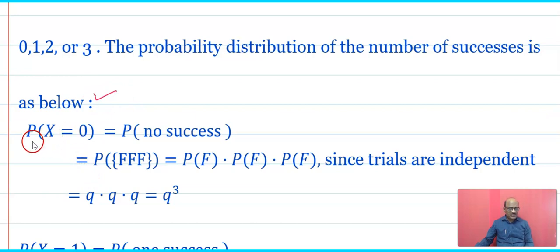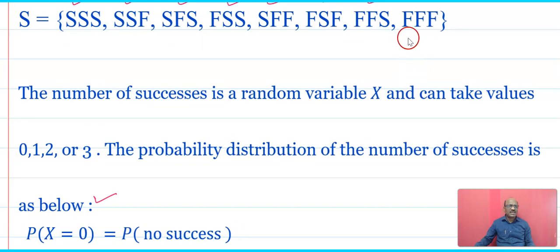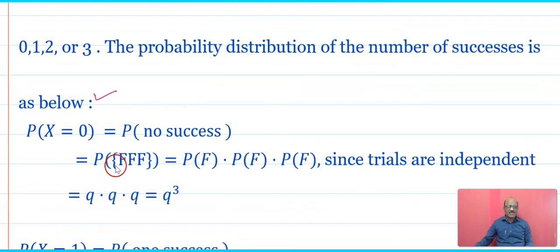First, if X is equal to 0, it means that there is no success. What does no success mean? It means all outcomes will be F, that is FFF. Here, probability of F into probability of F into probability of F, since all events are independent. Since the trials are independent, therefore Q into Q into Q, so here you will get Q cube.